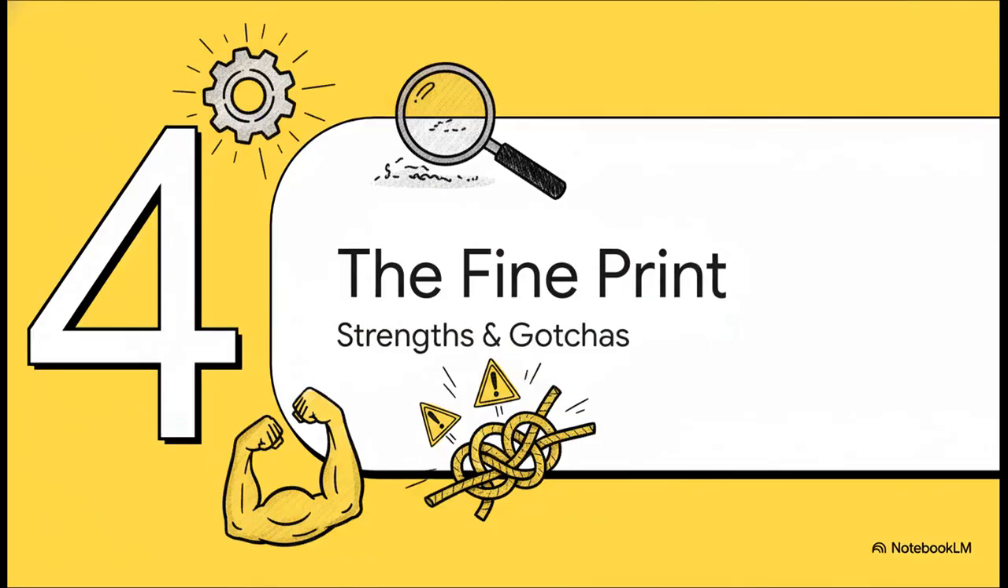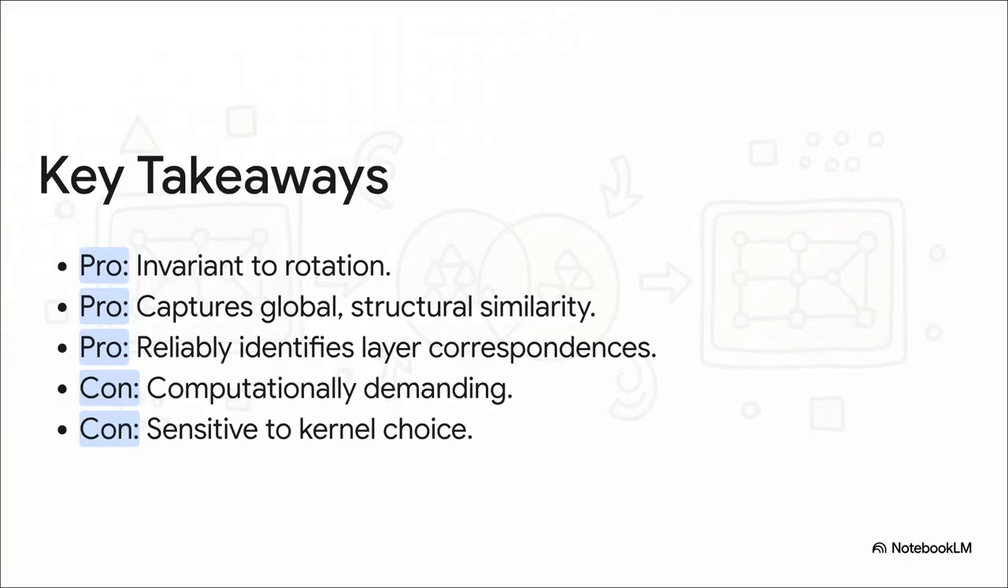Now, CKA is obviously incredibly powerful, but no tool is perfect. So before we finish up, let's just quickly cover the fine print, its biggest strengths, and the gotchas you gotta watch out for. So the pros are massive. It doesn't care about rotation, it captures that global structure we wanted so badly, and it's amazing at matching up layers. The downsides? Well, calculating those huge Gram matrices can be computationally expensive, and your final score can be a little sensitive to the exact similarity function or kernel that you choose to use at the very beginning.